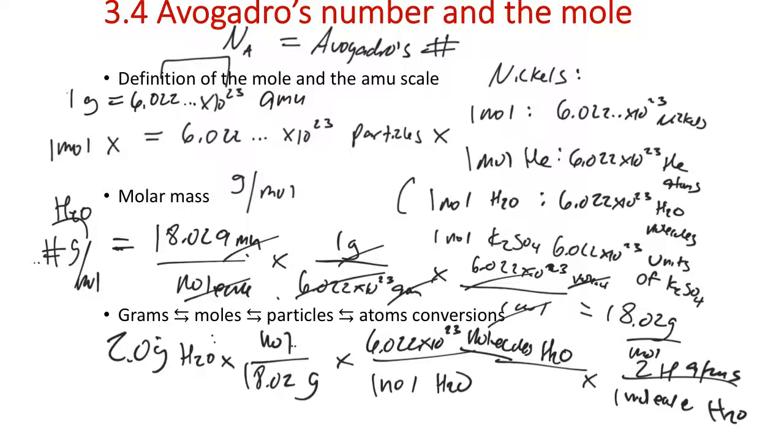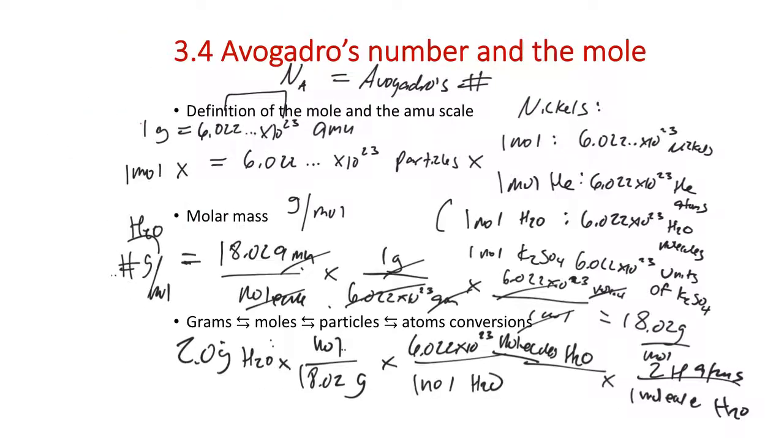It depends on what you're asked. Maybe this problem would begin with, how many H atoms are there in 2 grams of water? All we do is the gram to mole conversion, then the mole to particle conversion using Avogadro's number. We look at the formula to get the atom count: there are 2 H's in 1 molecule of water.